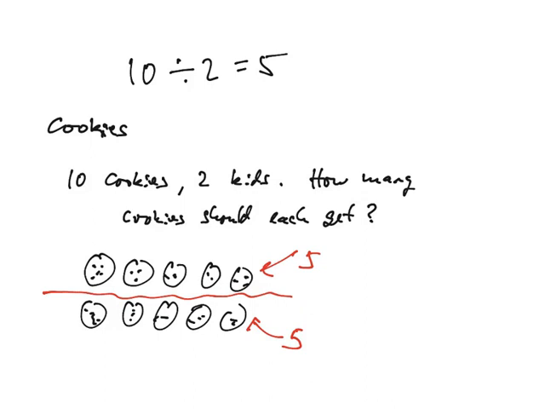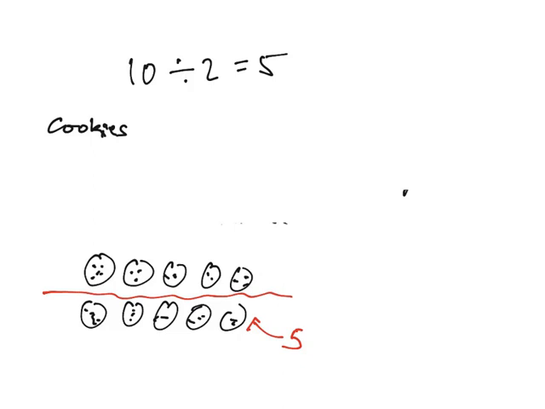But there's another question that you could ask with 10 cookies and 10 divided by 2 equals 5. And it's real important because some of the time in math, when you're doing division, it's this other conception of division. So I'm going to go back here, and I'll still have the 10 cookies.